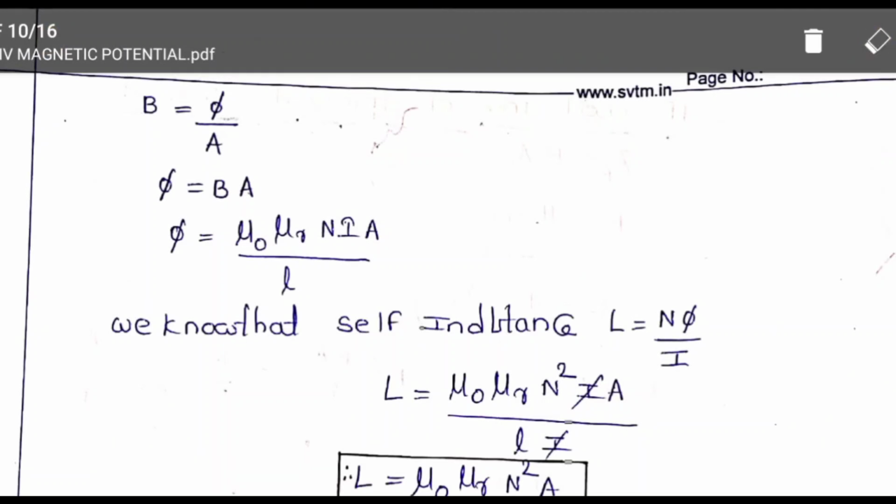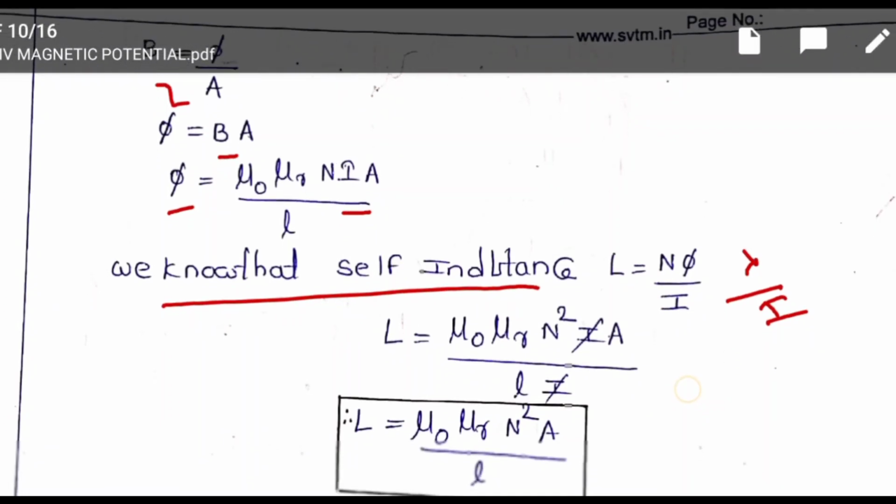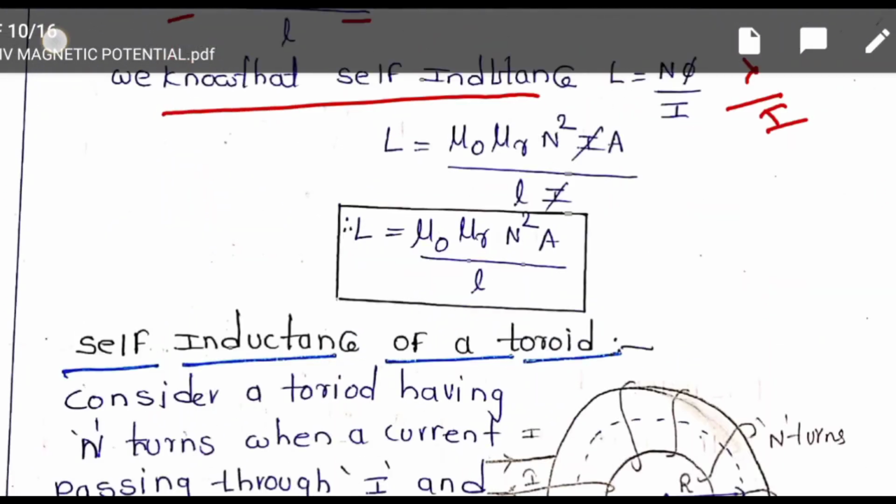Therefore, B equal to phi by A, phi equal to BA, everybody knows that. Flux density B equal to phi by A. From this equation, phi equal to BA, phi equal to mu naught mu r N i by l, A. Previously what we substituted: we know that self-inductance L equal to N phi by I, or lambda by I. Substituting that, L equal to mu naught mu r N square A by l. That is the self-inductance of a solenoid.